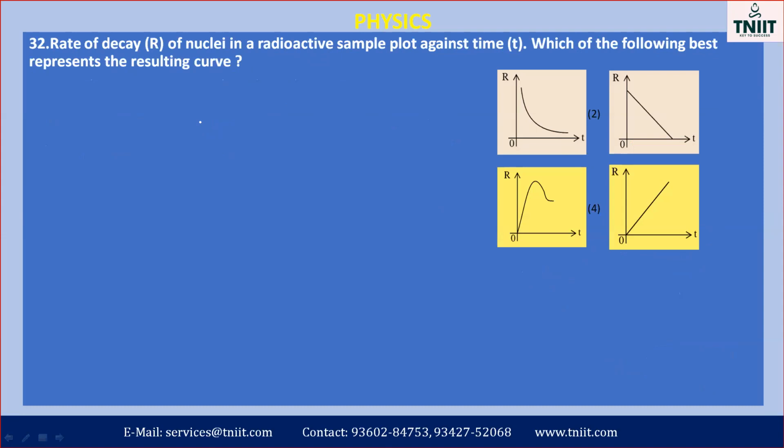Yeah, it's a concept based question, I think. The decay constant, how is it decreasing? What's the formula for the rate constant? It should be exponentially decreasing, right? According to the decay law.